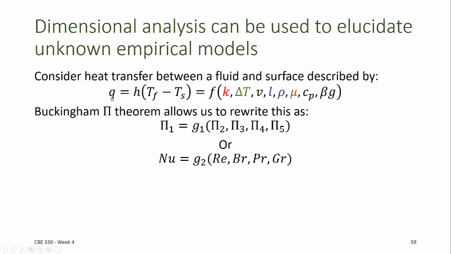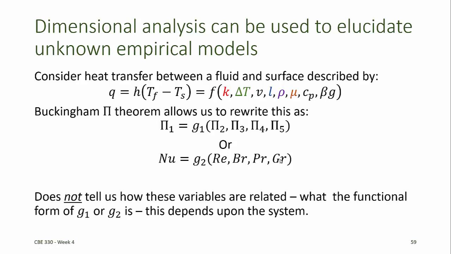Now, instead of writing Q as a function of these other variables, we can write pi 1, or the heat transfer coefficient, as a much simpler function of just four other dimensionless variables. That is, we might say the Nusselt number is a function of the Reynolds number, Brinkmann number, Prandtl number, and Grashof number. This does not tell us how the variables are related, that is, what the functional form of either G1 or G2 is. In fact, this depends on many other details of the system, but it does give us a starting point for developing dimensionless empirical models that contain far fewer parameters than our original dimensional model.